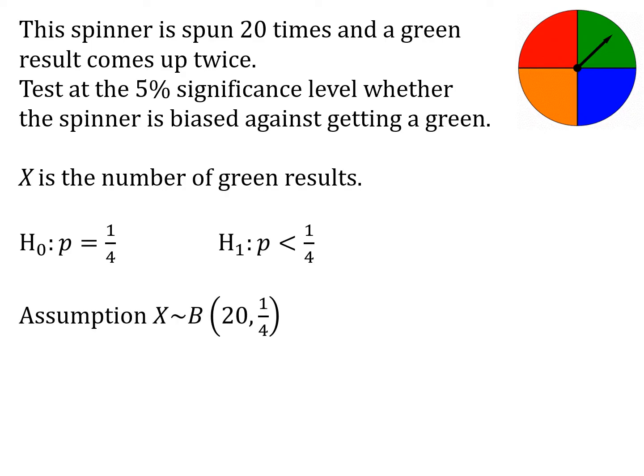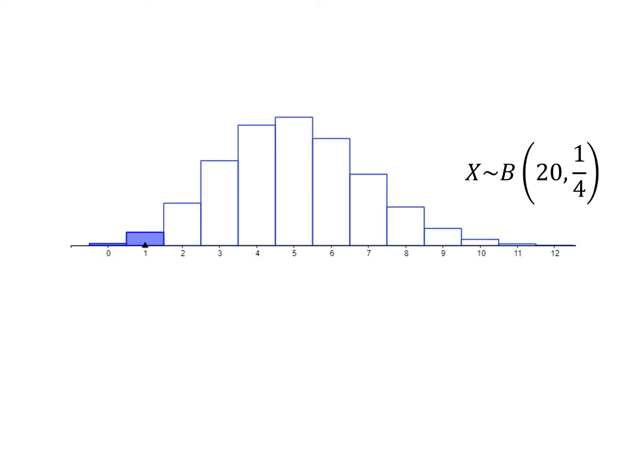We then always assume that the null hypothesis is true, because that's the default state. In this situation, we've got a binomial because the spinner can either give us a green or not a green, and it fulfills all the other criteria for a binomial as well. You might want to go back and check the criteria for a binomial distribution and just check that you're happy that it fulfills those.